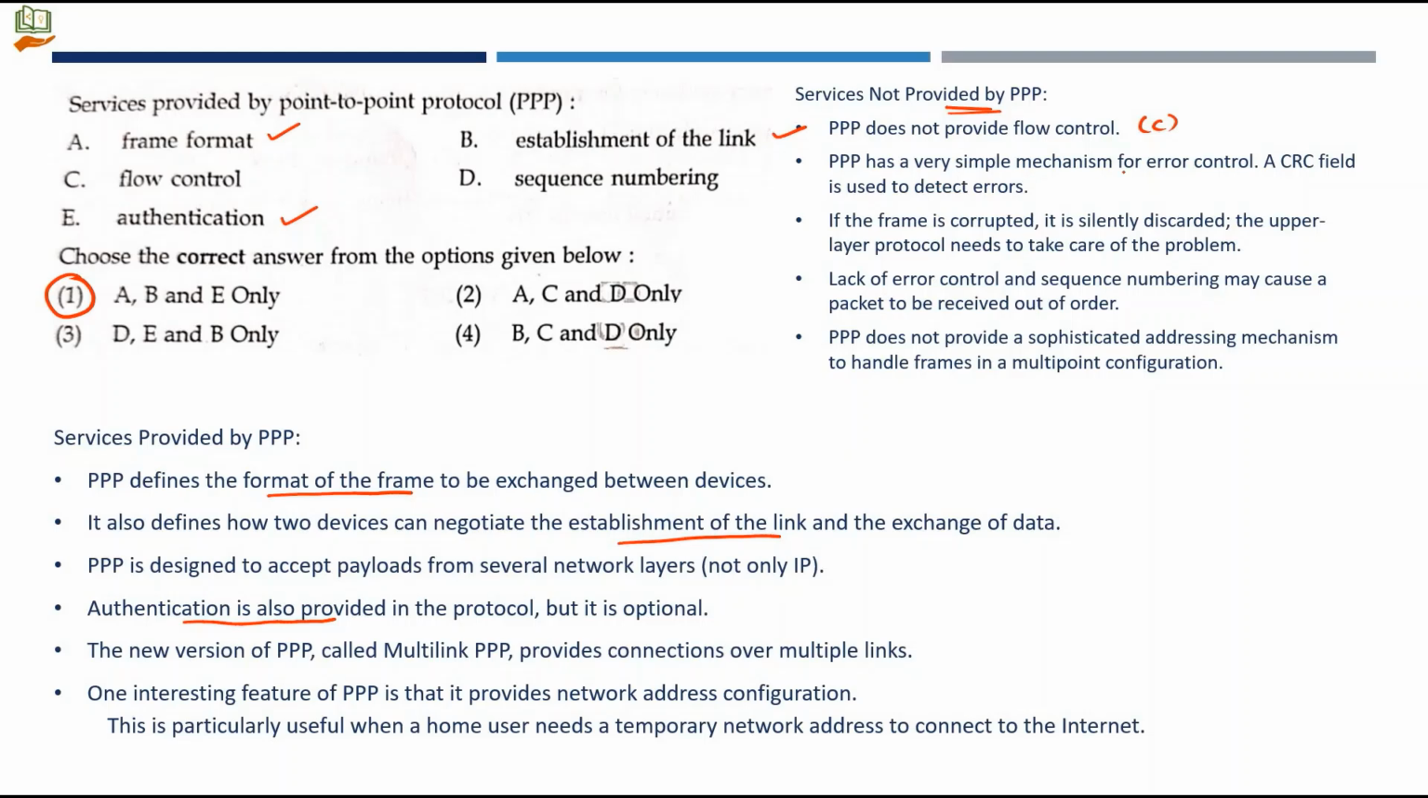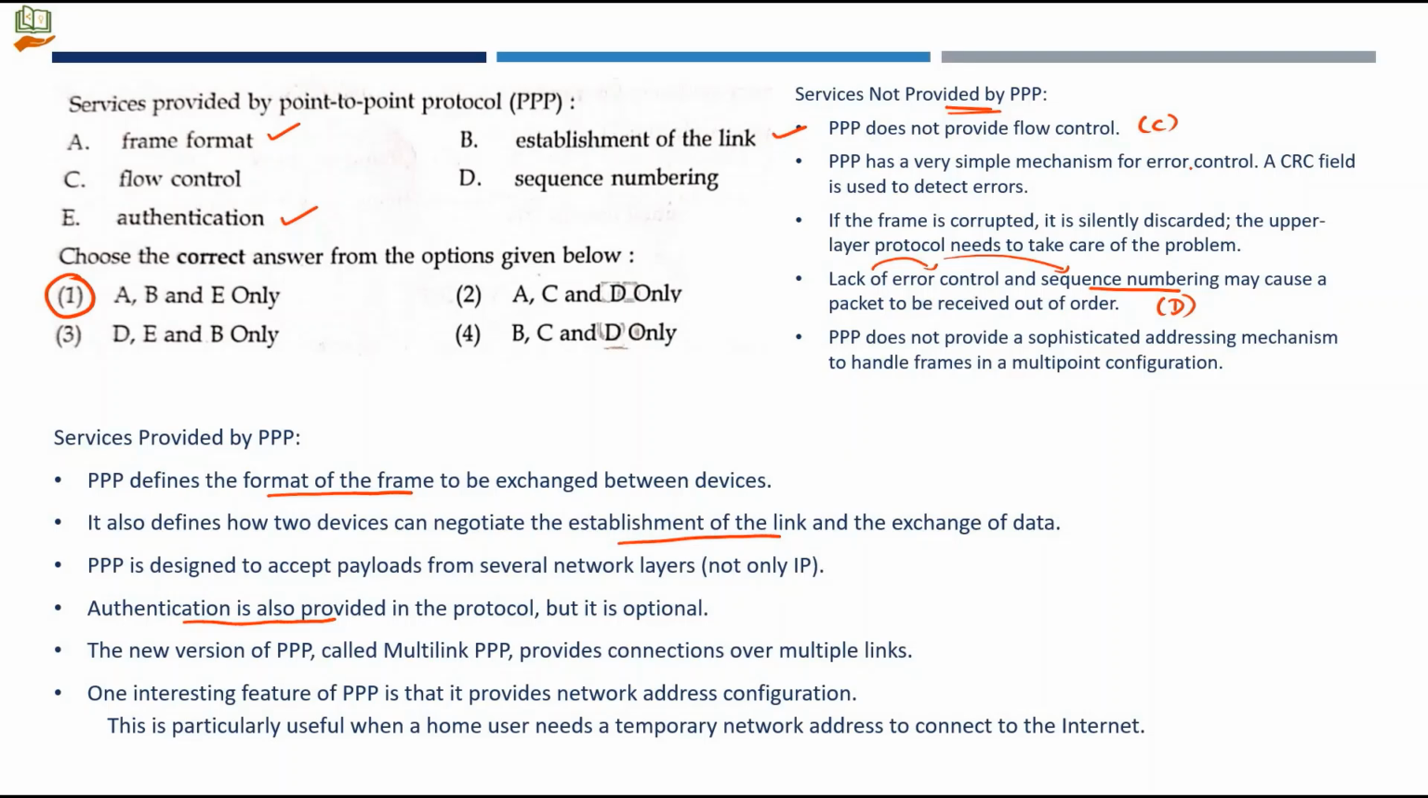It has a very simple mechanism for error control. A CRC field is used to detect errors. If the frame is corrupted, it is silently discarded. The upper layer protocol needs to take care of the problem. Lack of error control and sequence numbering may cause a packet to be received out of order. Lack of error control, as well as lack of sequence numbering. So the point D is mentioned here. They have mentioned error control here and they say it's lacking error control.